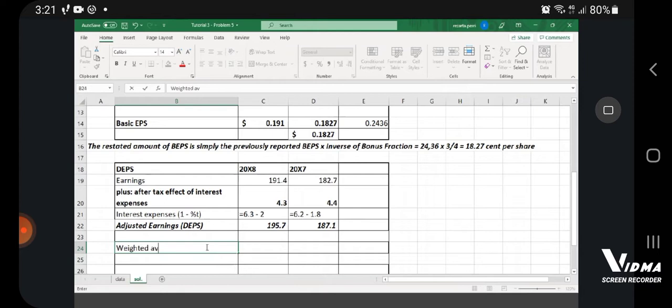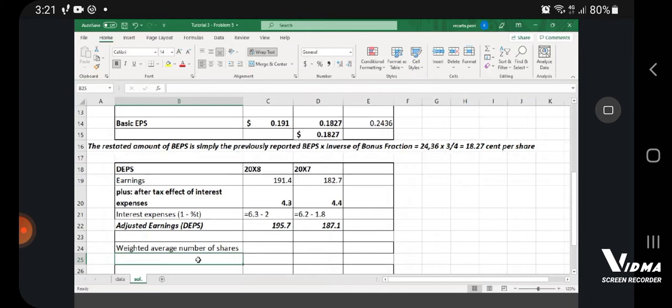That is the weighted average number of shares over here. So we start with, in 2018, there are several things to consider. As we said, we start with 750,000 million of shares. We multiply them by the number of months they have been outstanding. Remember that there were 3 months, and then we multiply that by the bonus fraction 4 to 3.